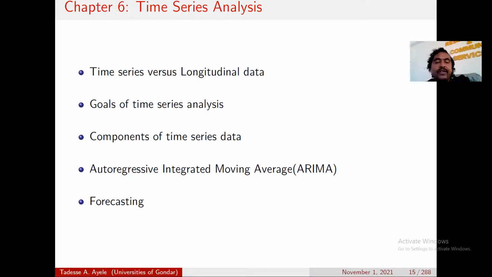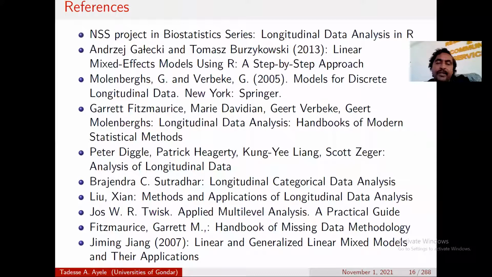So I will give you a highlight on goals of time series analysis, components of time series analysis, and autoregressive integrated moving average model, and finally forecasting. This concept will be described in the last chapter. So these are some of the references that you can get access to. Some of the books are available with me, so I will share the books in soft copy, in PDF. But I don't have the hard copies.